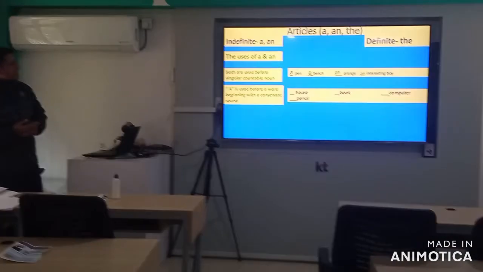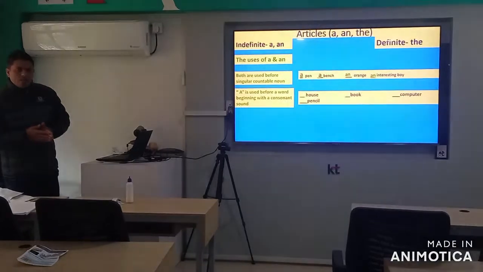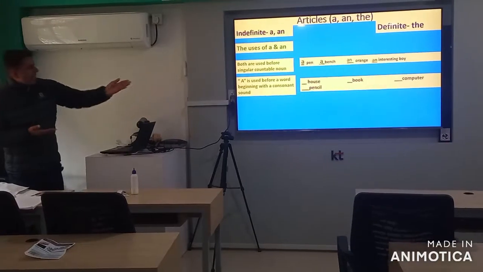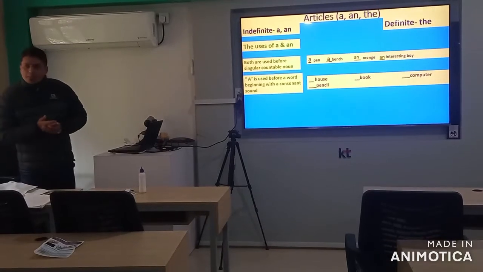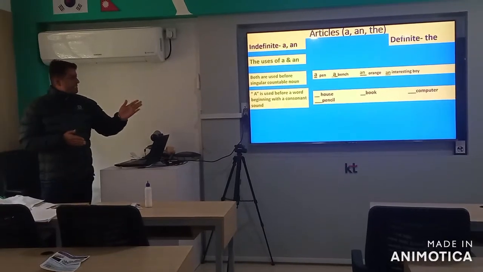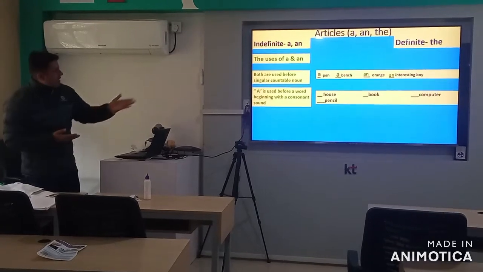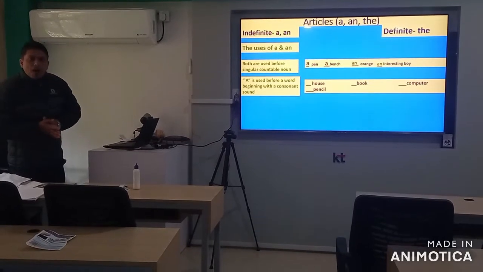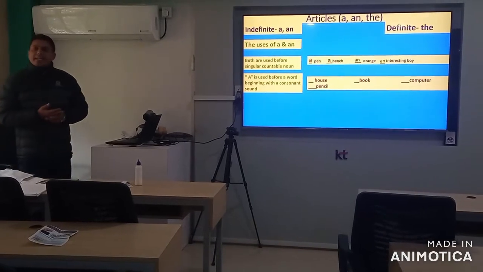House. This is singular. And it begins with what sound? Ha sound, okay? H is the alphabet and the sound is consonant. And book, the letter is B, the sound is B. This is also a consonant sound. And computer, the letter is C, the sound is Ka. This is also a consonant sound. And pencil, the letter is P and the sound is Pa. So these all are consonant beginning sounds.